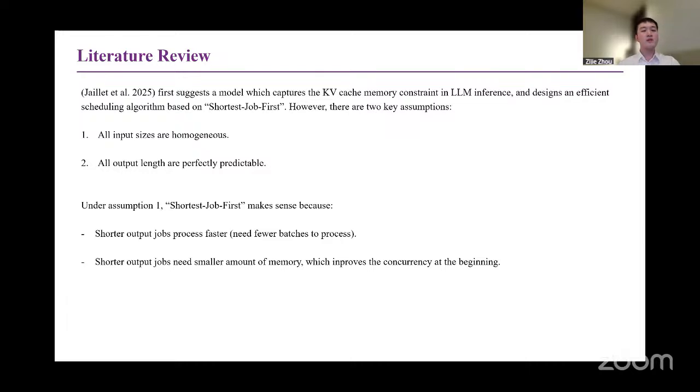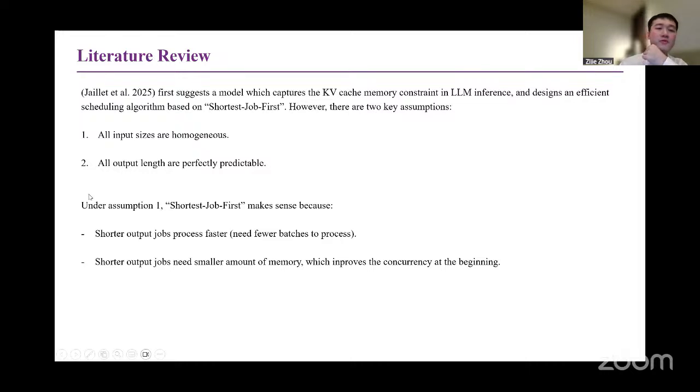Because if all of these SIs are the same, and some request has a shorter OI value, then it will be processed in a faster time, and it will also take a smaller amount of memory. This also improves the concurrency, right? And therefore there's no reason to delay these kinds of jobs. That's why we do this shortest job first.